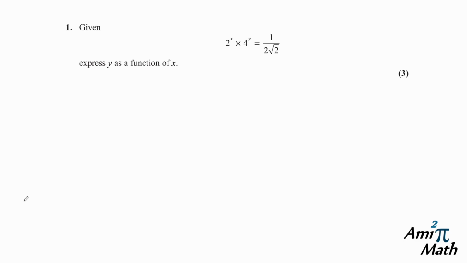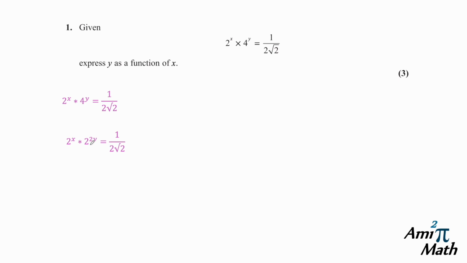Given 2 to the power of x multiplied by 4 to the power of y equals 1 over 2 root 2, express y as a function of x. Okay, so in this question, you can see that we're dealing with indices and we've got different bases, and what we should immediately do is convert one of the numbers to the same base as the other number. In this case, we know that 4 can be written as 2 to the power of 2.